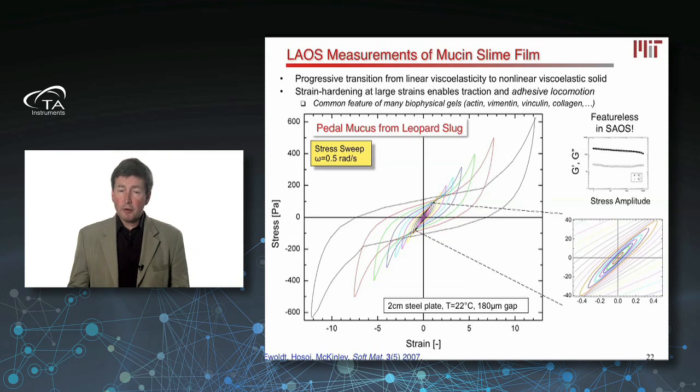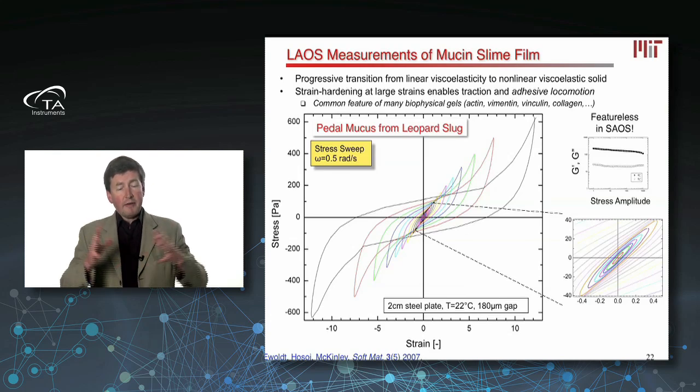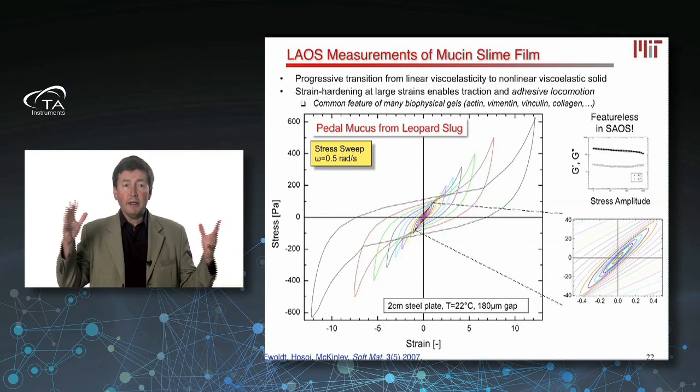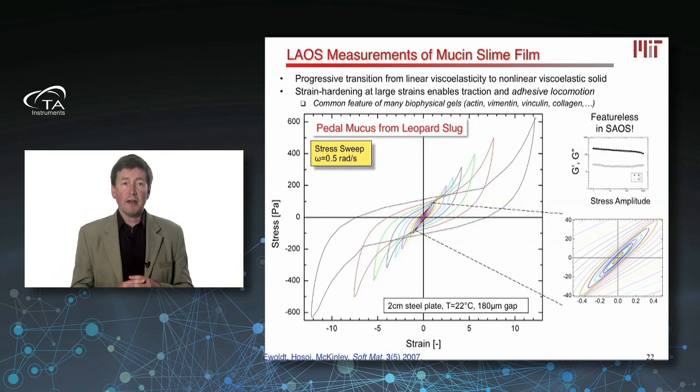Okay, let's go back to our snail slime. Here's our material response, which you remember was featureless when we looked at it in small amplitude oscillation. That's because everything looked like an ellipse at small amplitudes. That's the middle region of this curve. But if I blow it up and look at larger strains, particularly at like 1,000% strain, then you can see that this is a very strain stiffening material. You see this large elastic modulus.